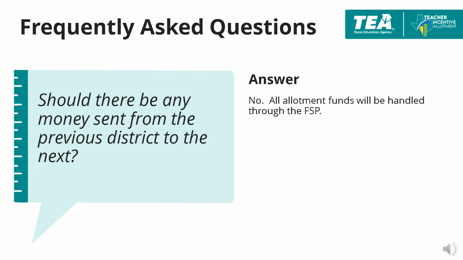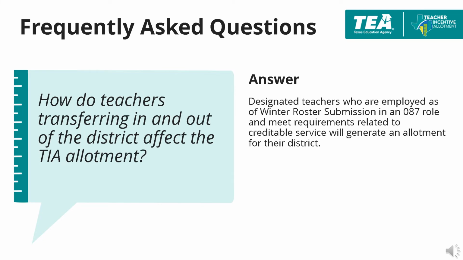Should there be any money sent from the previous district to the next? Nope. All allotment funds will be handled through the FSP and are based on where the teacher is employed in a given school year. How do teachers transferring in and out of the district affect the TIA allotment? Designated teachers who are employed as of the winter roster submission in an 087 role and meet requirements related to credible service will generate an allotment for their district. I'll discuss more about how movement of teachers will affect the generated allotment later on in this presentation.